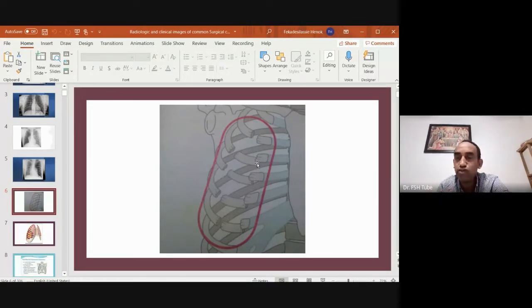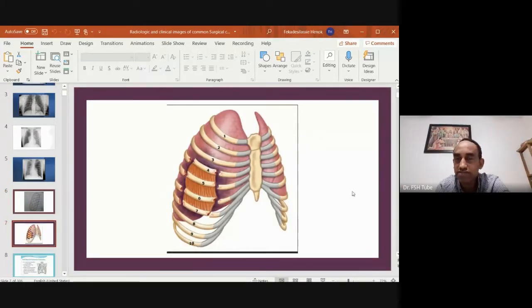So it's two or more, okay? Two or more, it's not three or more. So if two or more adjacent, they have to be adjacent to each other, next to each other. If two or more adjacent ribs are fractured at two different spots, yes, okay. So that's the definition of flail chest. What is the commonest complication of a flail chest?